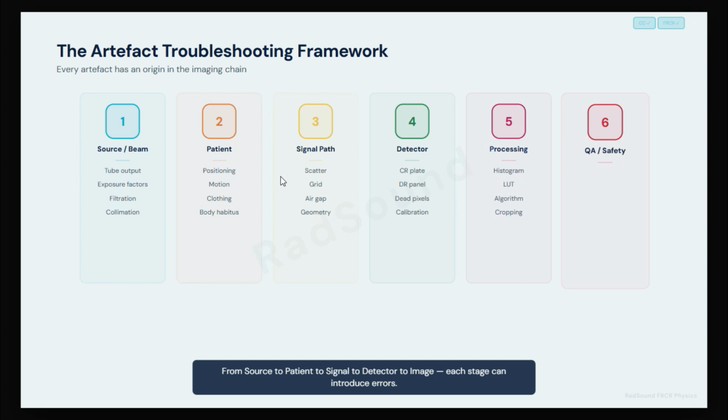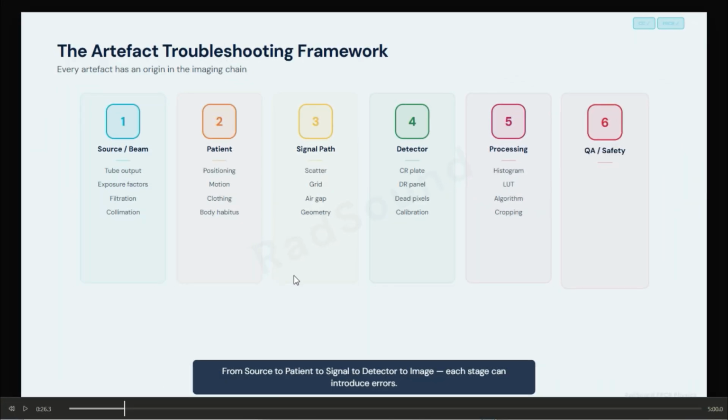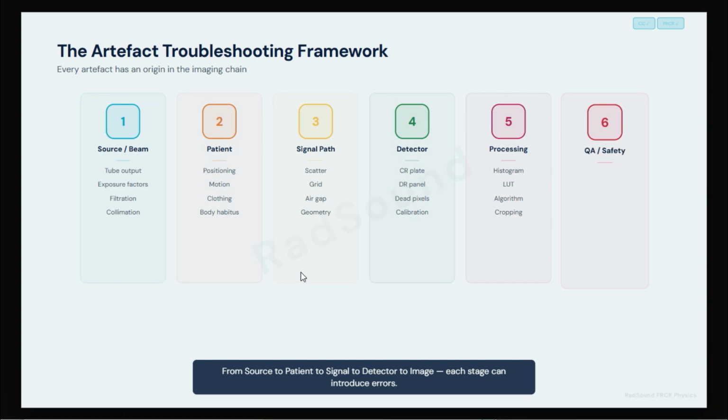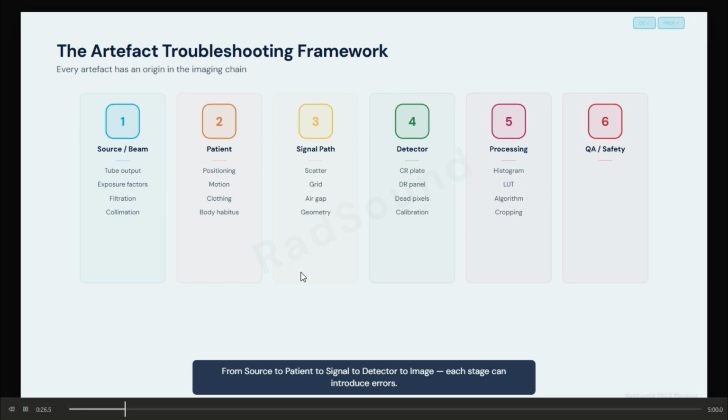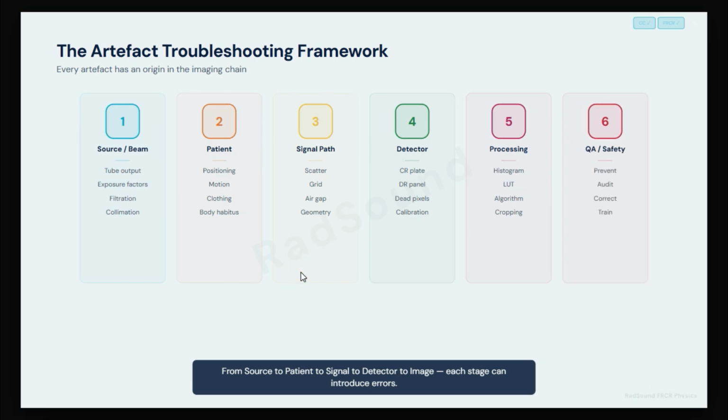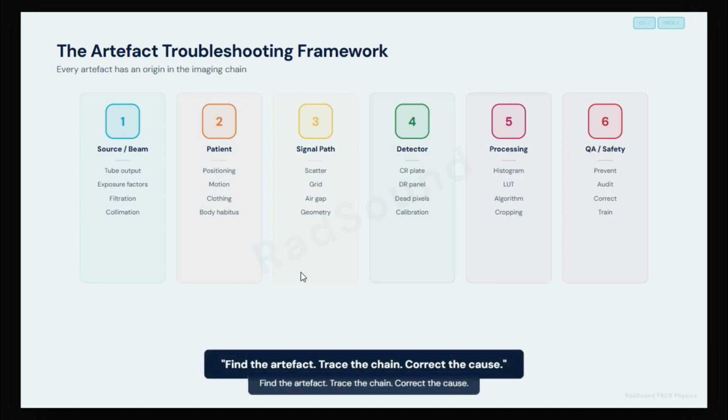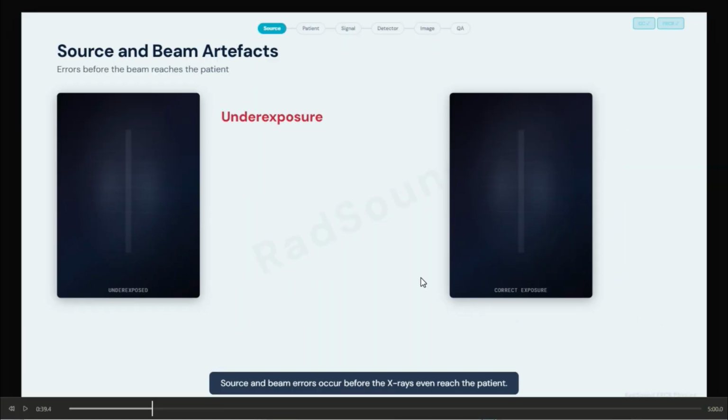What is quality assurance? Quality assurance is what we do as preventive measures to prevent overexposure or abnormal imaging, and to get a better quality image from the source to the patient, signal, detector, image. Each stage can introduce errors that will be assumed as pathology. So understand the origin and preventive measures, and the importance of differentiating or tracing the artifact. Find the artifacts that might arise from the source.